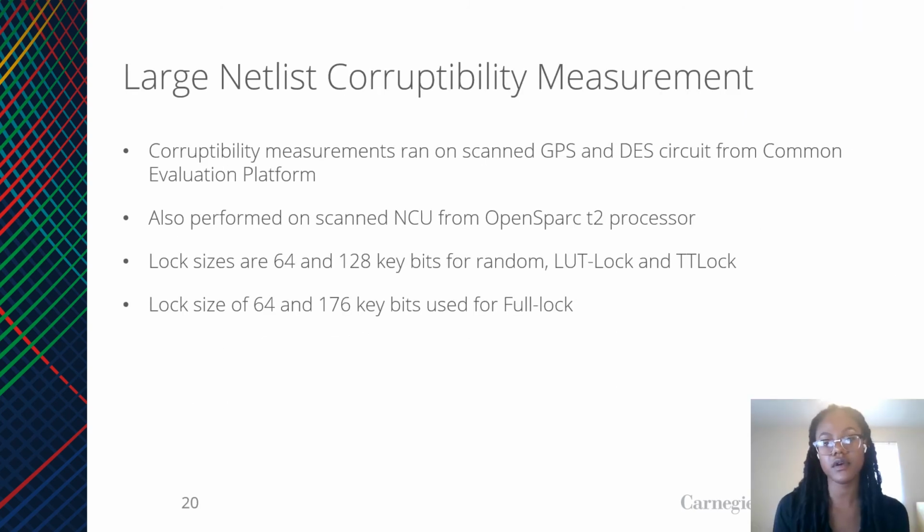In addition to the small netlist results, we also ran the method on large netlists to demonstrate scalability. And so for these netlists, we use scanned versions of the GPS and DES circuit from the Common Evaluation Platform, and also a scanned version of the NC from the OpenSPARC T2 processor. And then for random lock and TT lock, we use lock sizes of 64 and 128 key bits. And then for full lock, we use lock sizes of 64 and 176 key bits.